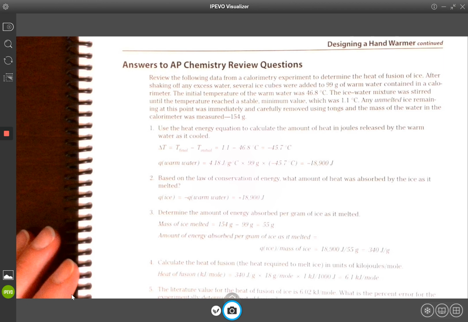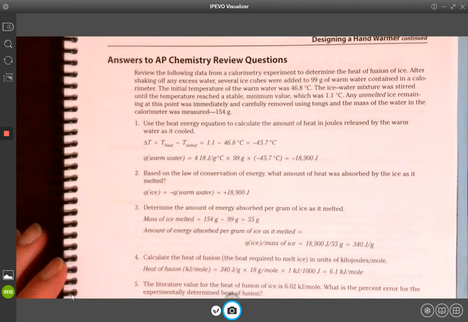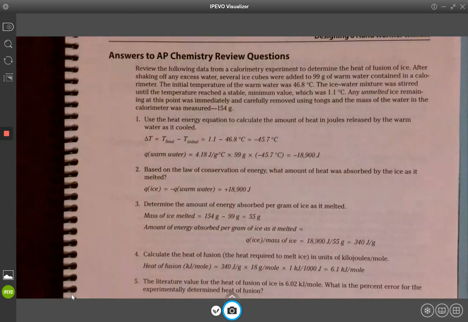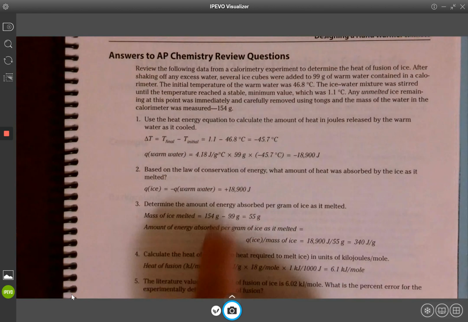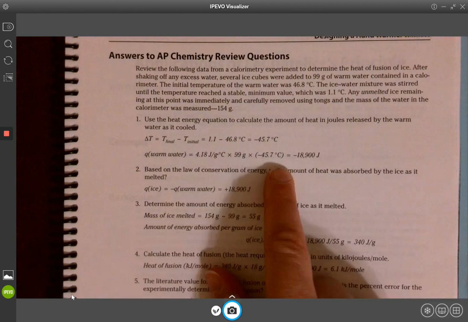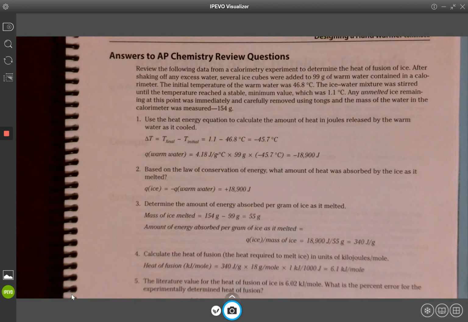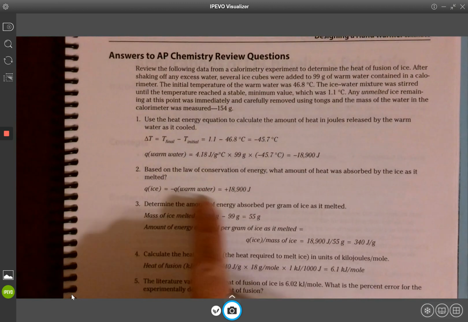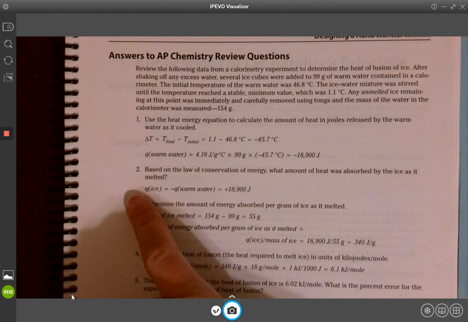Use the heat energy equation to calculate the amount of heat in joules released by the warm water as it cooled. So here's the delta T. You just find the two different temperatures. So the Q of the warm water, you're taking your mass of that, 99 grams, the capacity of water, delta T, gives you the negative 18,900 joules. Then based on the law of conservation of energy, the amount of heat was absorbed by the ice as it melted. This is an example where you overthink it; if they're opposites, whatever's given off by one was going into the other. And so here they're just making it a positive 18,900.